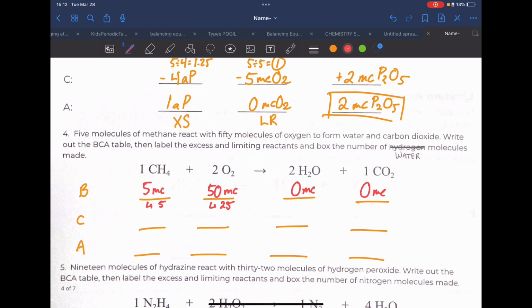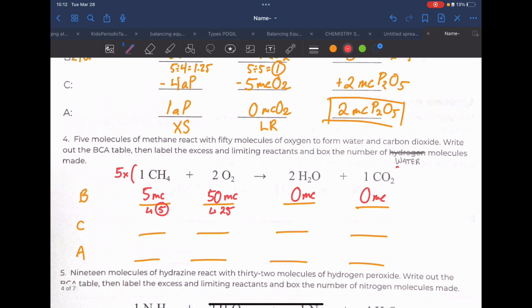5 is way smaller. That's my smaller number, so I'm going to pull that up here, and I'm going to multiply that 5 by each of my coefficients in my chemical equation. 5 times 1 gives me 5 molecules spent. 5 times 2, I'm only going to use 10 of my oxygen molecules. And I'm going to make 10 molecules of water. 5 times 2 is 10.